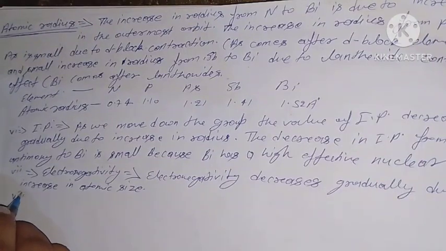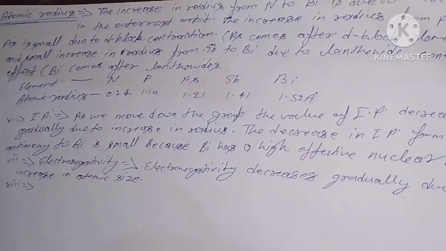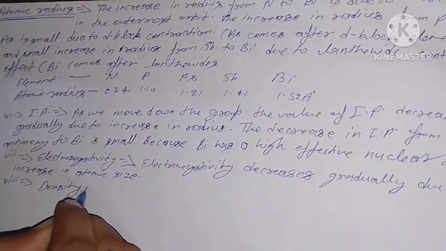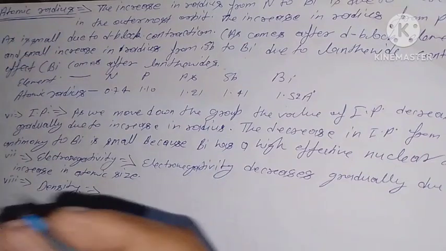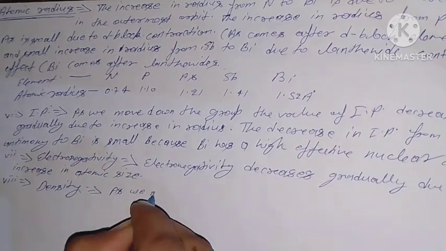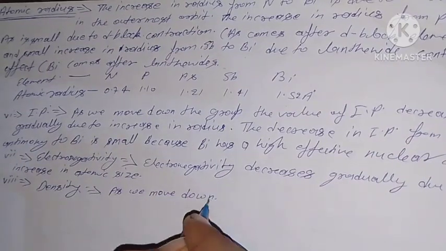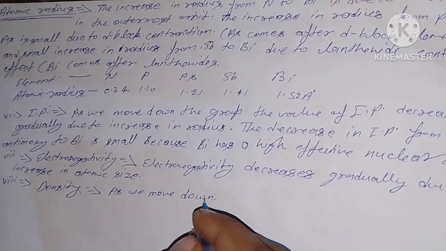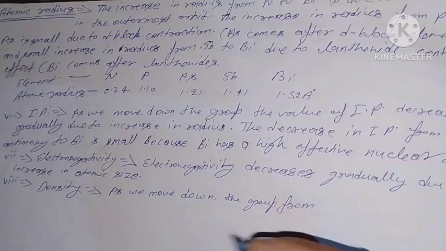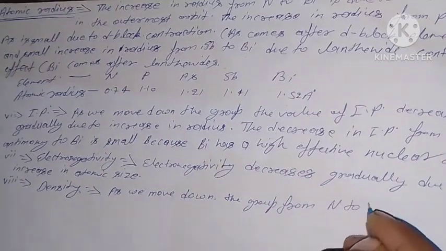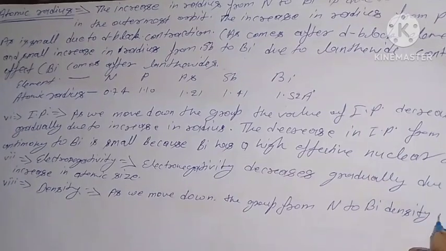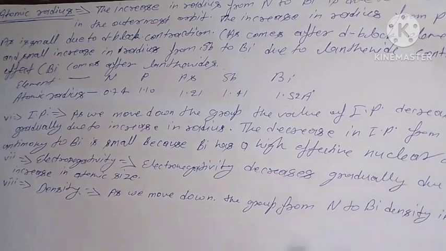8th point. Density. As we move down the group from nitrogen to bismuth, density increases. Okay.